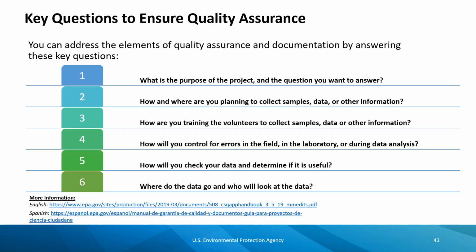Your quality assurance plan should document answers to 6 key questions. What is the purpose of the project and the question you want to answer? How and where are you planning to collect samples, data, or other information? How are you training the volunteers to collect samples, data, or other information? How will you control for errors in the field, in the laboratory, or during data analysis? How will you check your data and determine if it is useful? And lastly, where do the data go and who will look at the data?